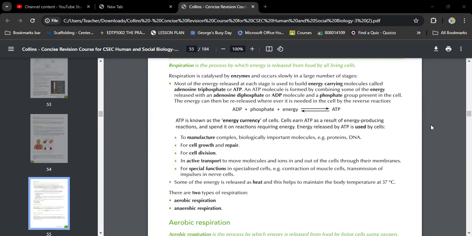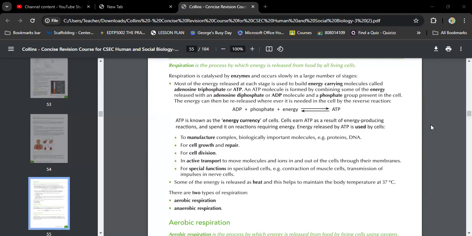This is where things get a little bit more complicated in terms of science. But the little word equation down at the bottom, where you say ADP plus phosphate plus energy is going to give you ATP, is a two-way process, as you can see how the arrows are pointing back. ATP is known as the energy currency of cells. Cells earn ATP as a result of energy producing reactions, and they spend it on reactions requiring energy.